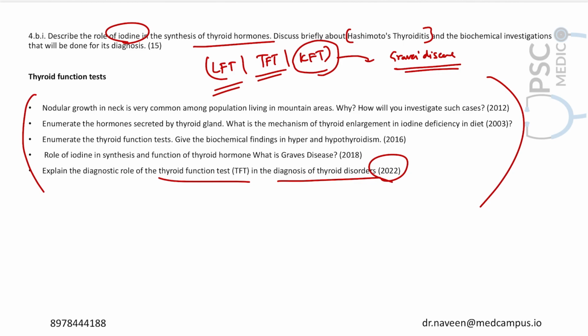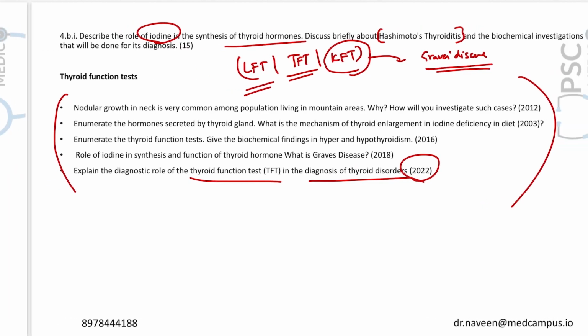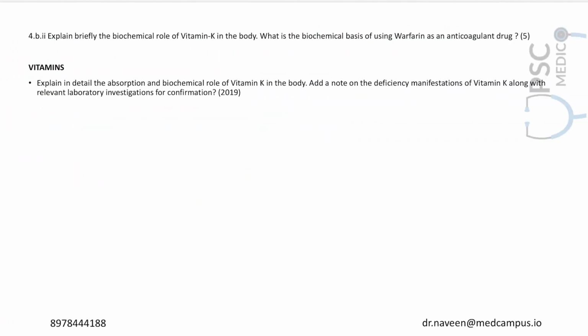You have to understand the concept of thyroid function test and thyroid hormone synthesis in this. And finally, one more vitamin, right? After folic acid, vitamin K, and also vitamin K analog, coumarin analog, warfarin. What is its basis of action?